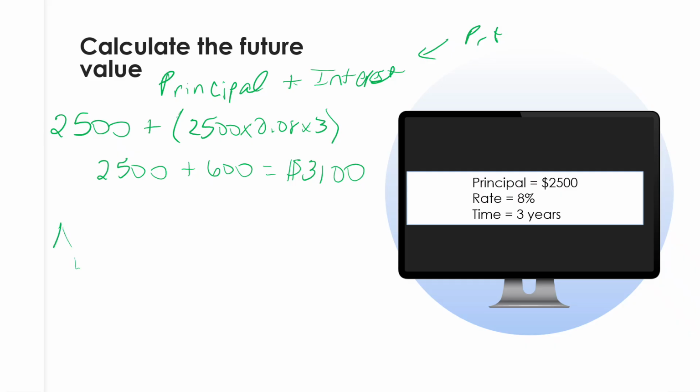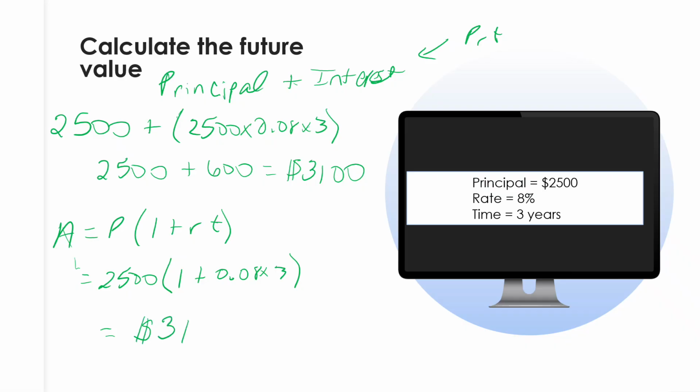If we use the formula, then we have 2,500 times 1 plus 0.08 times 3. We put that whole thing into our calculator, and it's still going to give us $3,100. So either way you remember how to do this, it still gets us to the same solution.